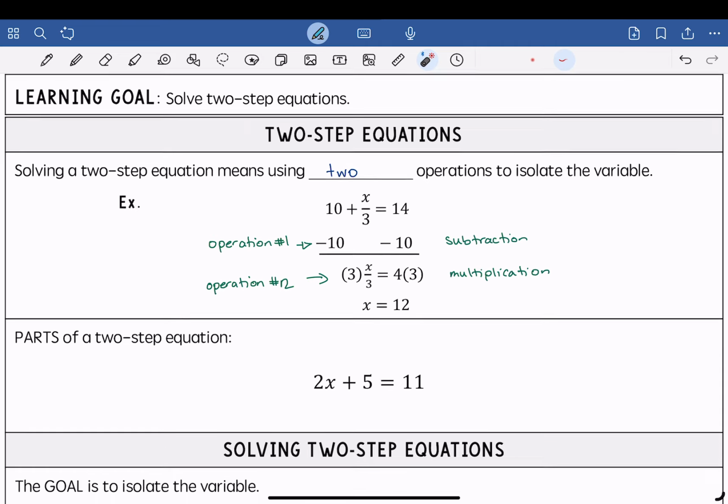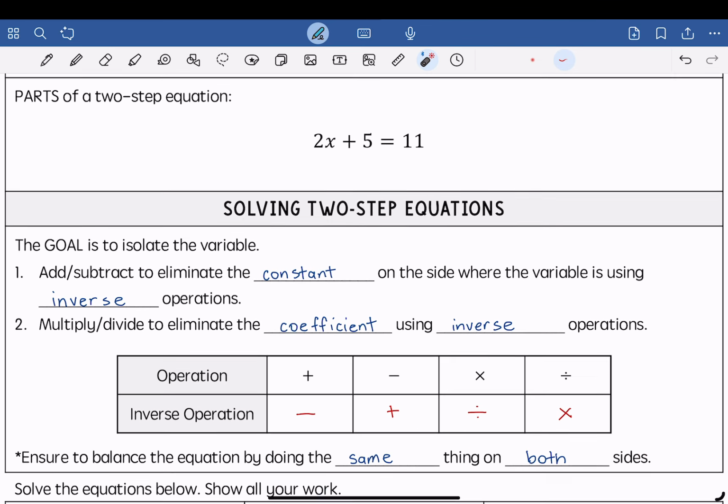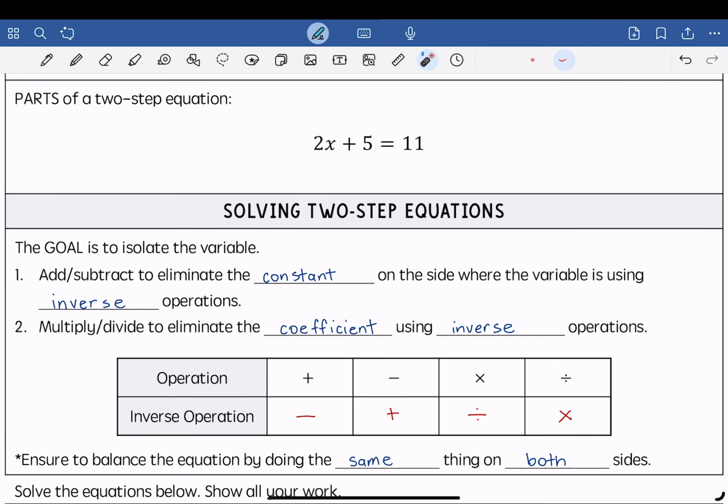I'm just going to raise this page up a bit. There is the coefficient, which is the 2. Then we have the variable, which is the x. Then we have two constants, the 5 and the 11. They're constants because there's no variable attached to them. I'm going to now label it. The 2 is the coefficient. Then the pink is the variable, the x. And then the two numbers without variables are the constants.